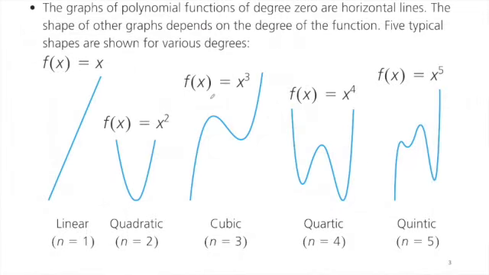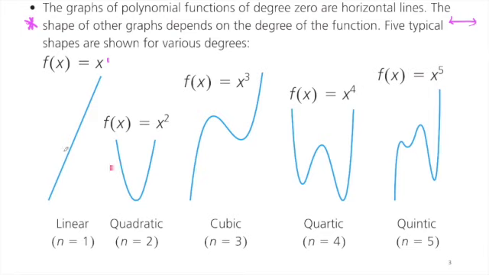Okay, so one key learning thing here that you need to know, I kind of explained it in the previous lesson, but the graph of polynomial functions of degree 0 are horizontal lines. So horizontal lines are like this. Okay, the shapes of other graphs depend on the degree of the function. So the 5 typical shapes are shown for various degrees. So if you have a degree 1, degree 2, a degree 3, degree 4, a degree 5, these are their general shapes, and I'll explain why.